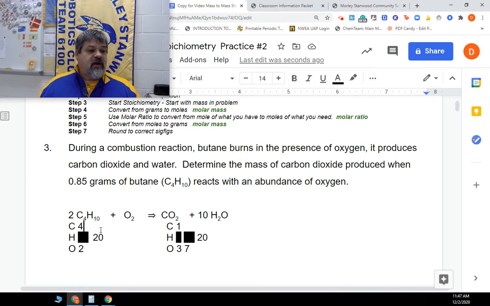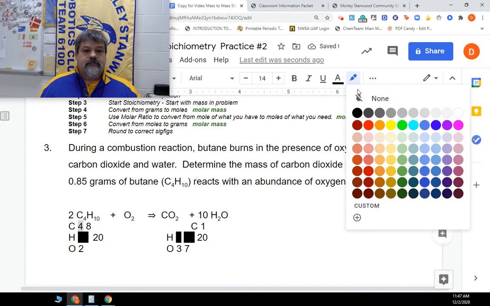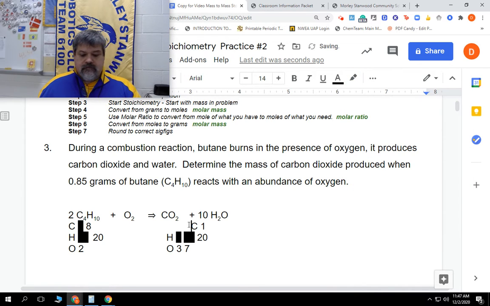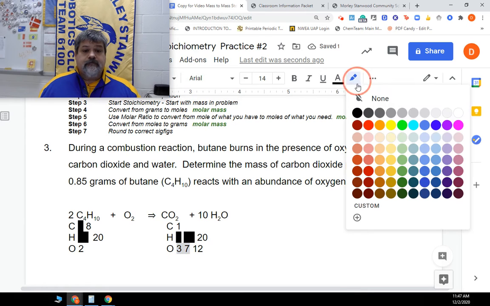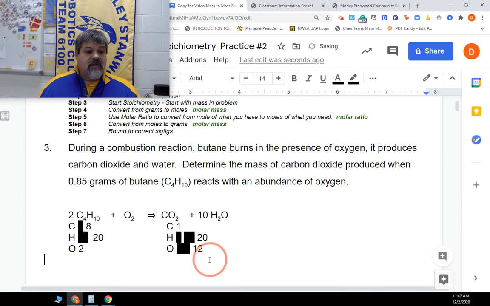So let's go ahead and change my carbon. I have 8 now on this side. And now I need to get 8 on this side. So I have this. I also, let me change my oxygen. I have 10, 11, 12 on this side. So let's get rid of that, or change that to 12. And so I know that I can get rid of those. Okay, so I got rid of those.